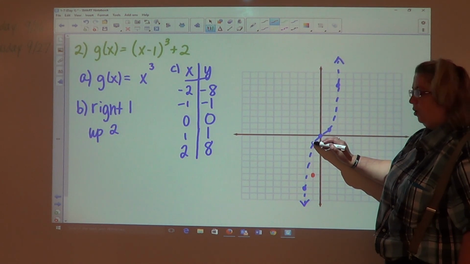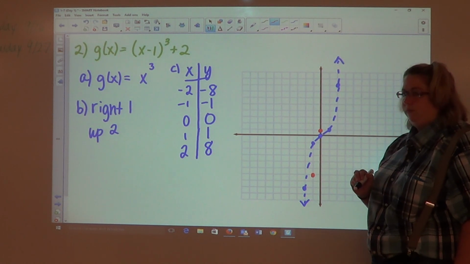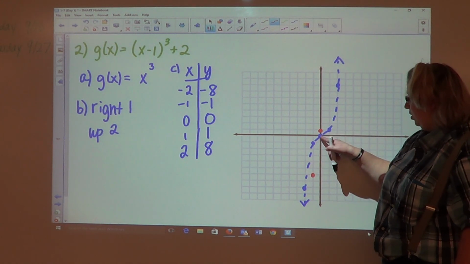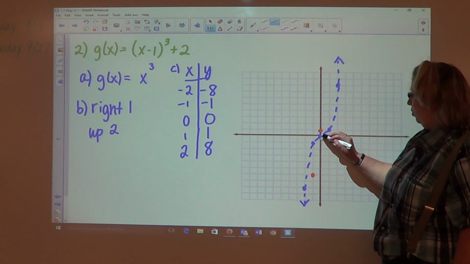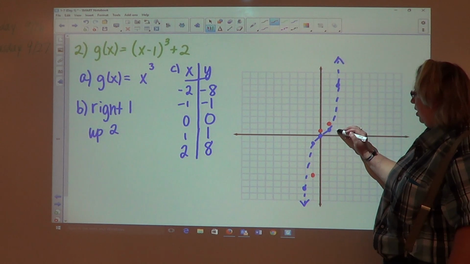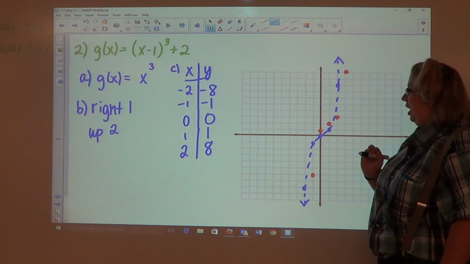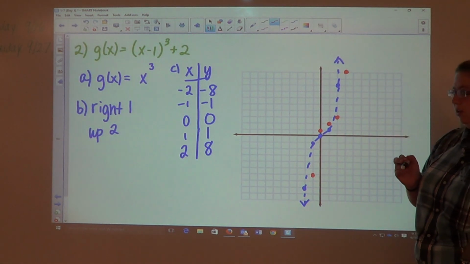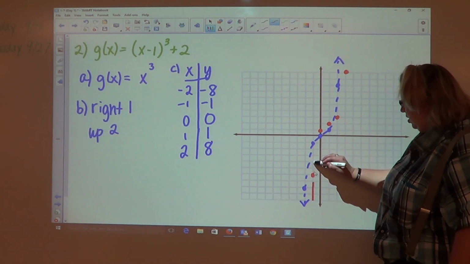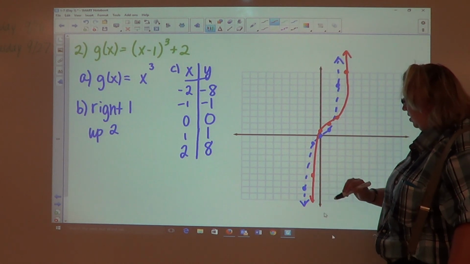Take this one, go right 1, up 2. I did this one, right 1, up 2. This one, right 1, up 2. We're going to do the same thing with this one, that's 0, 0. So I go right 1, up 2. Right 1, up 2. Now these should make the same shape. So make sure you're connecting, pay attention to your new dots. So it's still a cubic, it's just a little different where things change over. And that one will be solid.